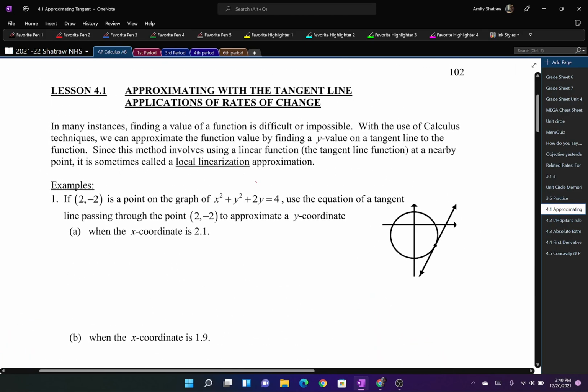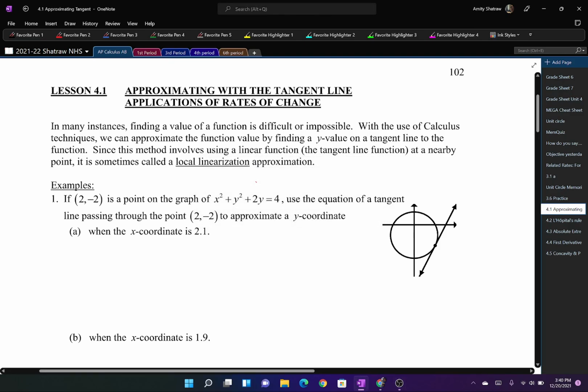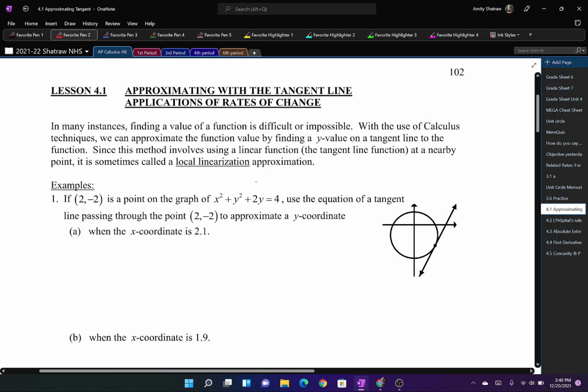He says, in many instances, finding the value of a function is difficult or impossible. With the use of calculus techniques, we can approximate the function value by finding a y value on a tangent line to the function. Since this method involves using a linear function, which is the tangent line function, at a nearby point, it is sometimes called the local linearization approximation. Okay, a lot of vocabulary in there. Let me just see if I can sort it out for you.